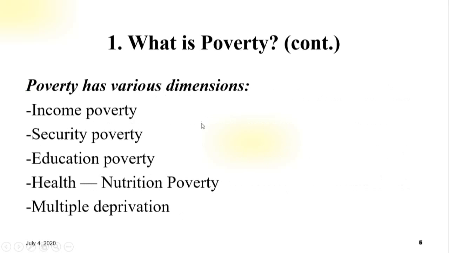So now continue to number 1 again. We have to talk about how poverty has various dimensions, or you can say poverty has different kinds, such as income poverty, security poverty, education poverty, health and nutrition poverty, and multiple deprivation.